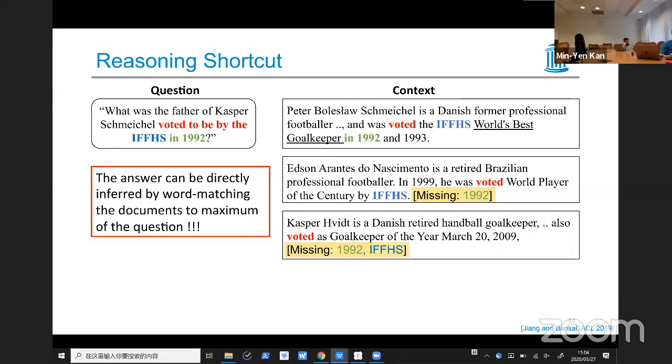I see. So I think this concept is quite interesting. So it just ignores the front part. Yeah, just ignore the front part. Just match these keywords, for example, the vote and the IFFHS 1992 as a match. Did they include it as a baseline in the earlier papers? Earlier papers, you mean the previous one? Yeah, the monkey. In the previous one, they didn't investigate it.